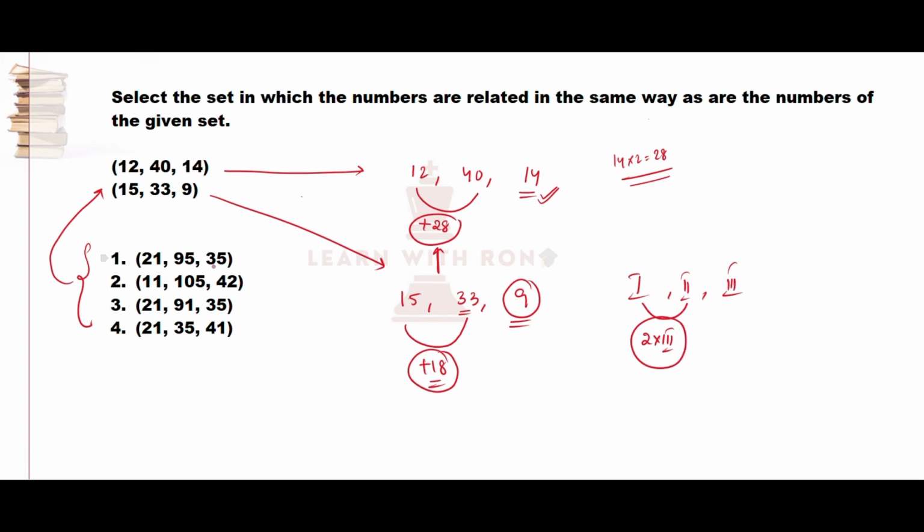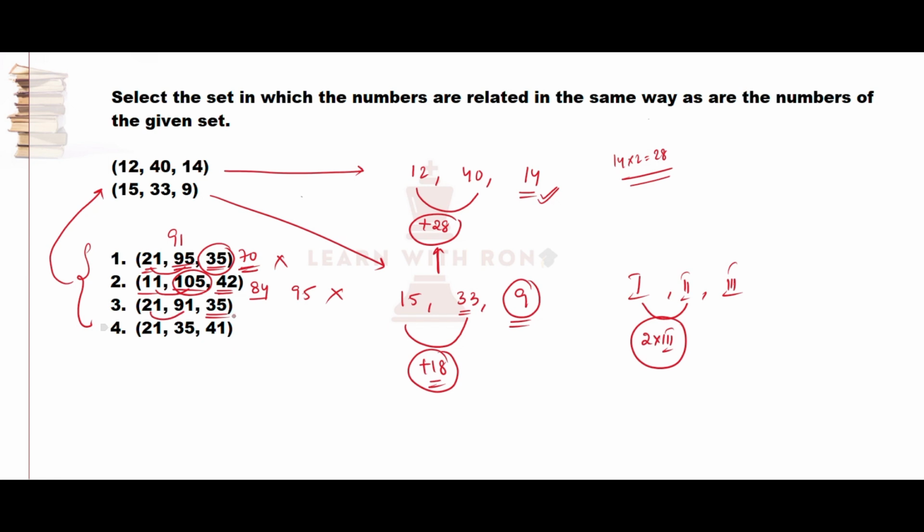See the first option. If we have third number as 35, the difference should be 35 twos 70, right? So if I add 70 to the 21, I should get a value of 91 but not 95. So which is not our option. See the next option. If the third value is 42, the difference should be twice of the 42, which means the difference should be 84. If I add 84 to the 11, I should get a value of 95 but not 105. So which is not our option. See the third option. Here the third number is 35.